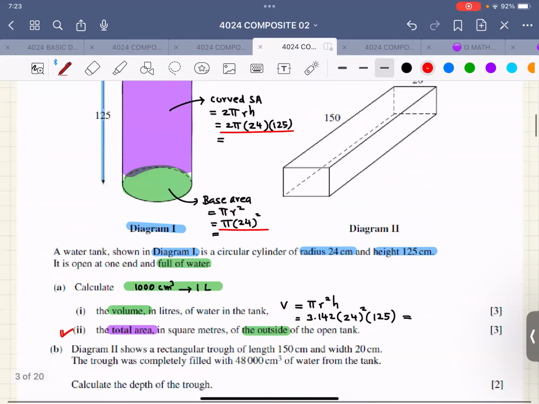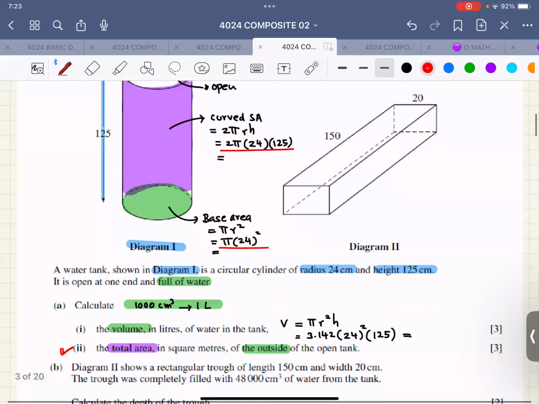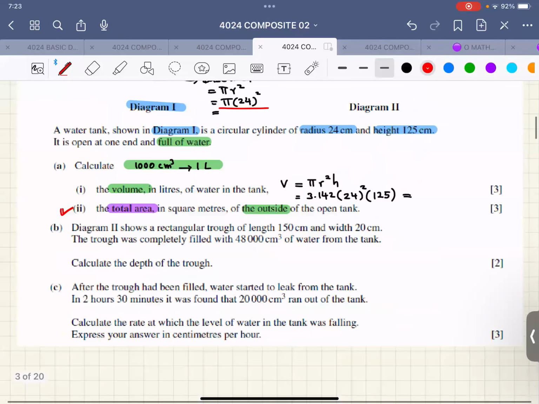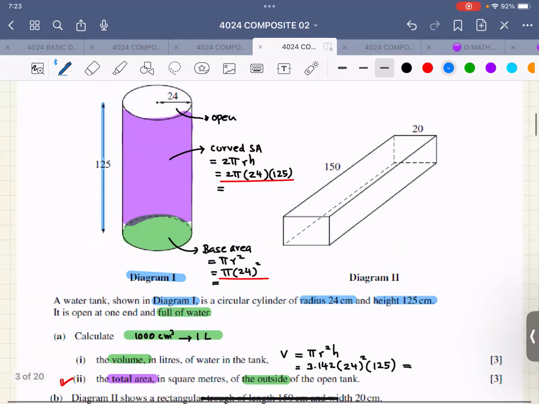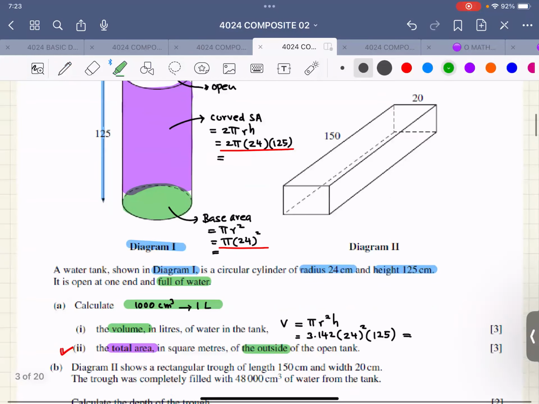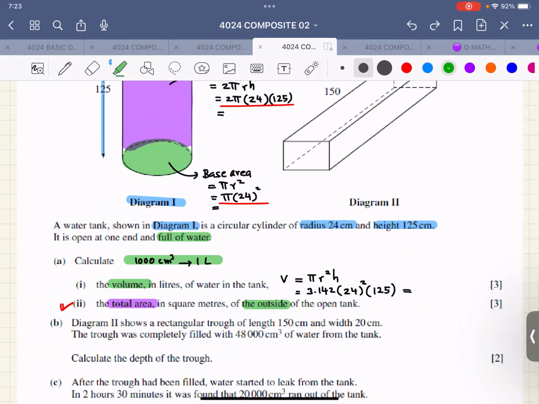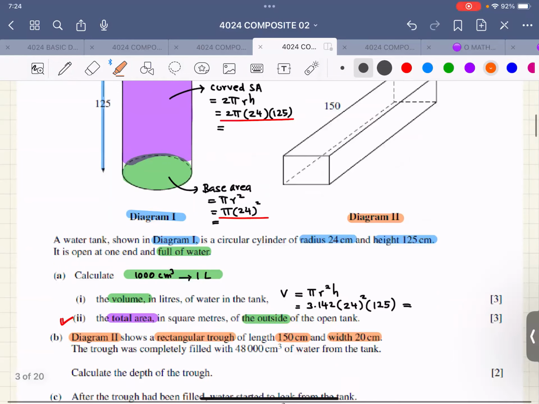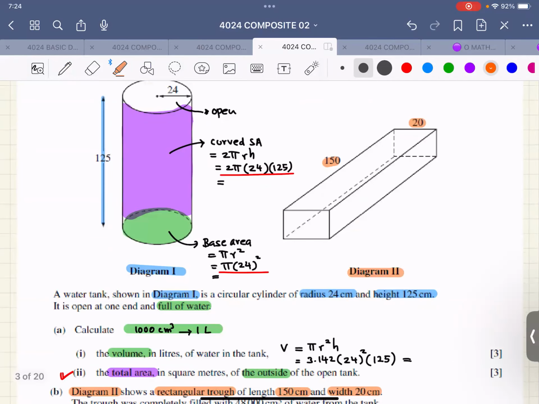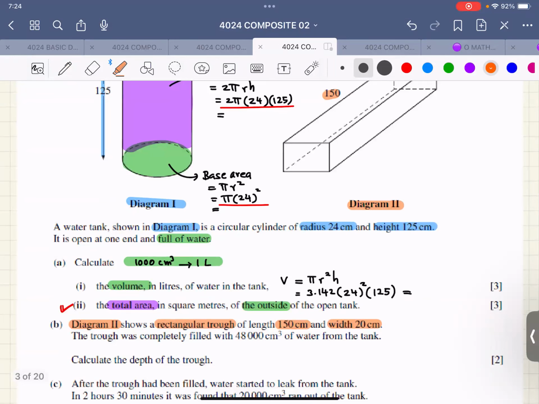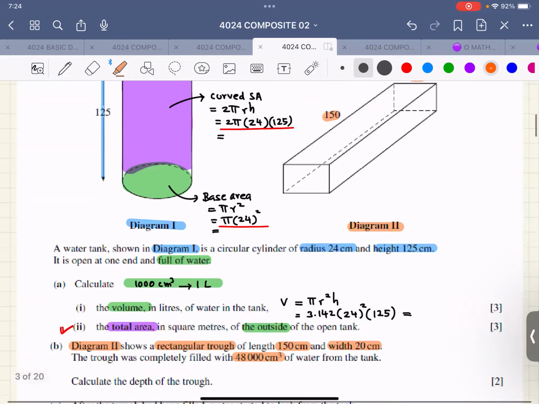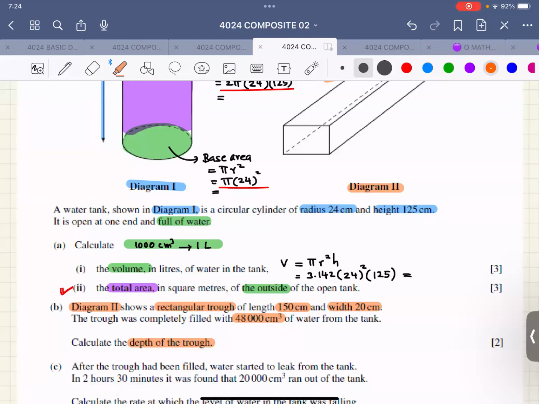Now, what does it further say? Now we are talking about diagram 2. So now let me use blue color for diagram 2. Let me use orange. Diagram 2 shows a rectangular trough of length 150 centimeter, width 20 centimeter. This is 150, this is 20. The trough was completely filled with 48,000 centimeter cube of water from the tank. Calculate the depth of the trough.